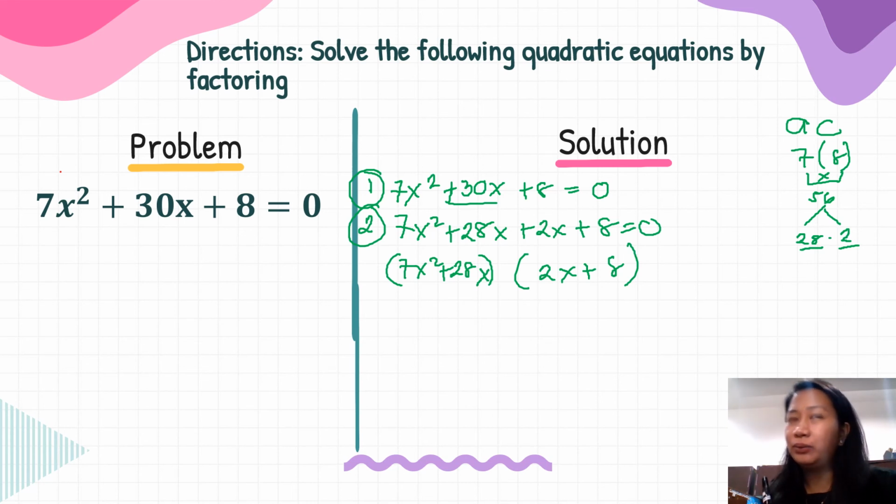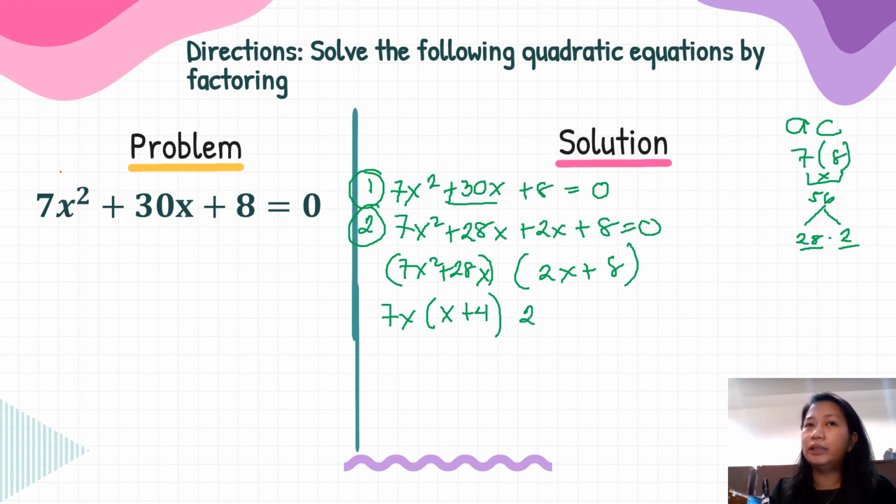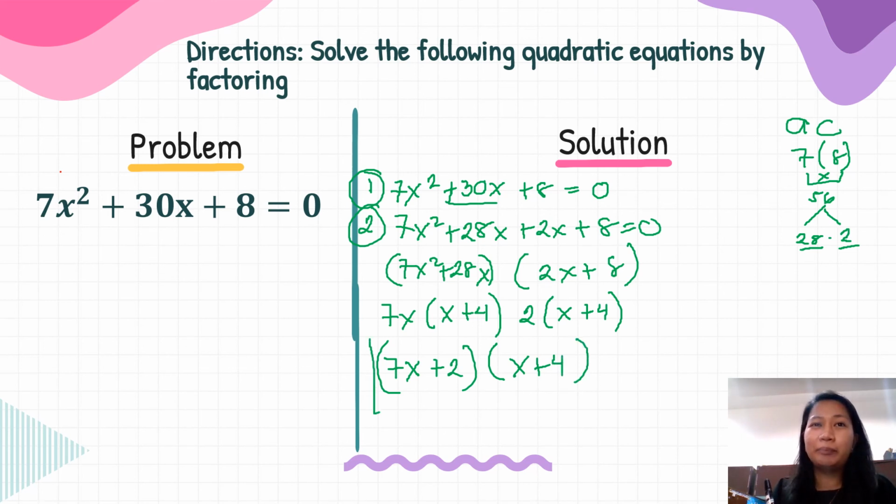Ayan. And kukunin yung greatest common factor, and that is, ilan po? 7x. 7x, matitira ay x, and then 28x divided by 7x, the answer will be positive 4. And common sa dalawa is 2, and then 2x divided by 2 is x, and 8 divided by 2 is positive 4. And then pagsasamahin po yung dalawang nasa labas, that's 7x plus 2, and kukopyahin yung isa sa magkapareho. That's x plus 4. And we're done with step number 2.